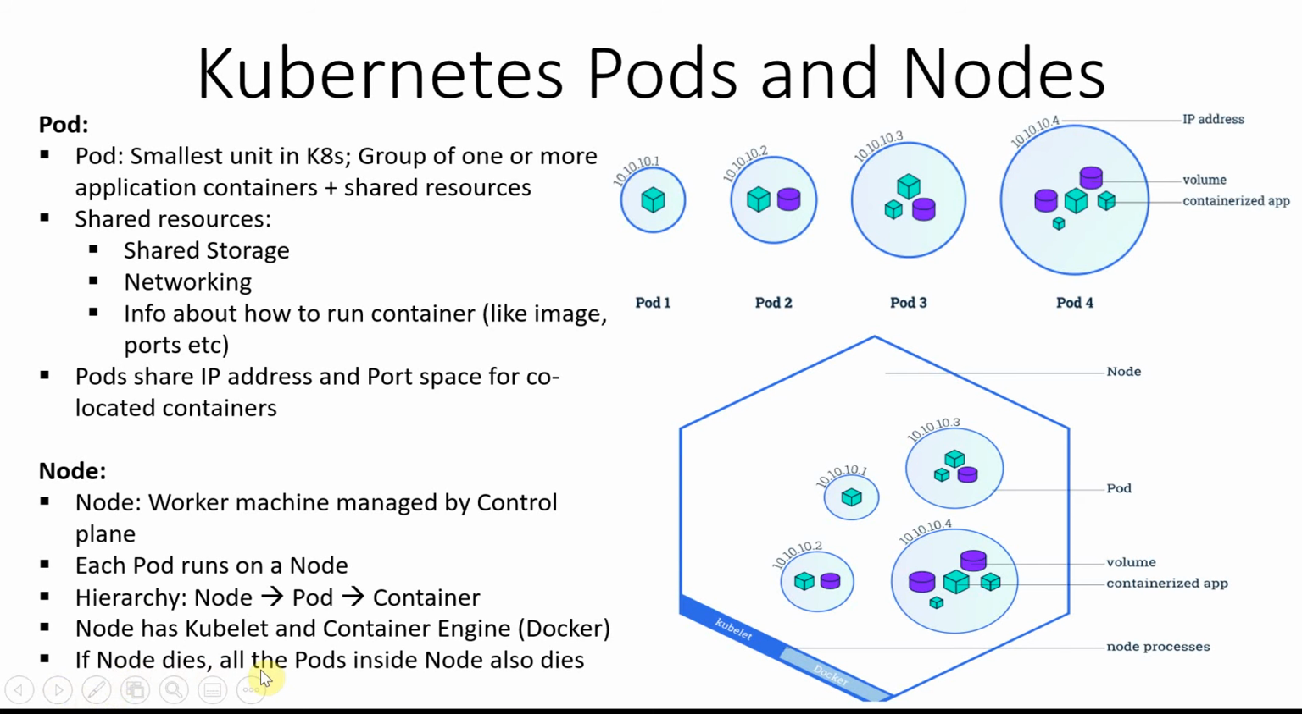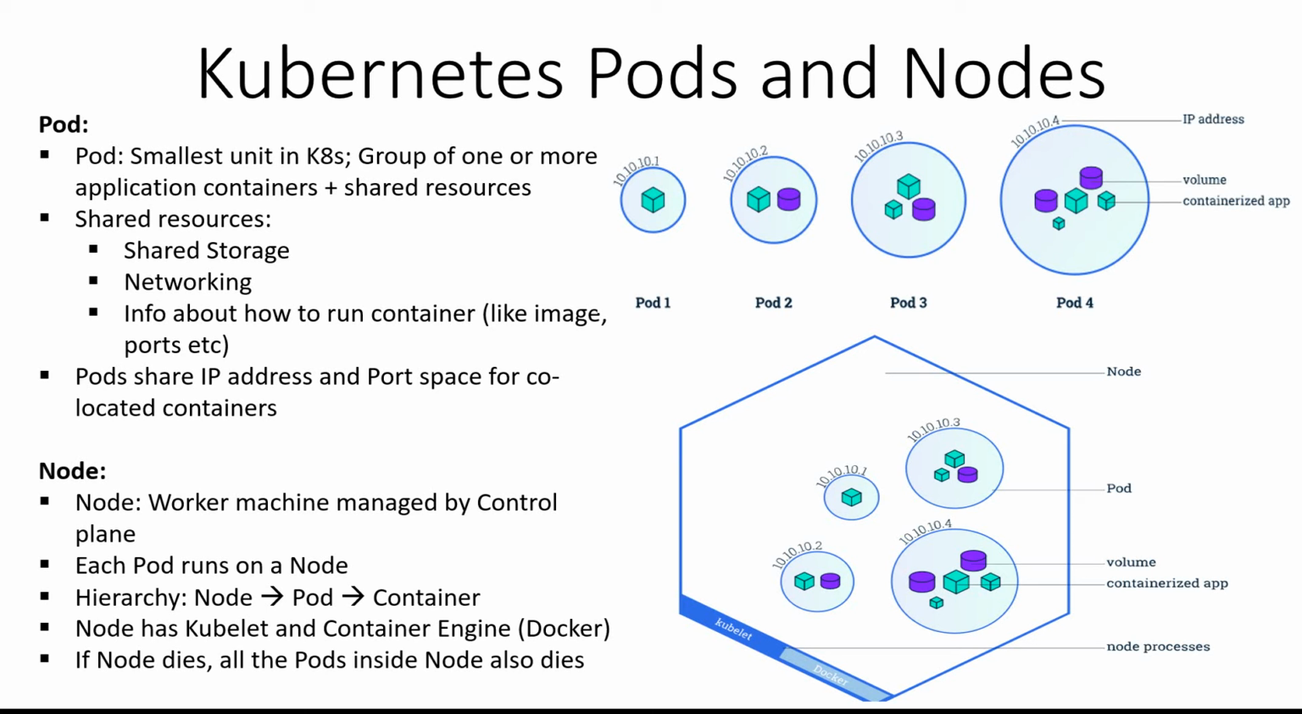Basically, if the node dies, all the pods inside this node also die. That's something we need to keep in mind, because the node is nothing but a virtual machine. If the virtual machine dies, all the contents inside it also die, which means a pod can also die. In a Kubernetes deployment you should always think that everything can fail. A node can fail, a pod can fail, especially these two.